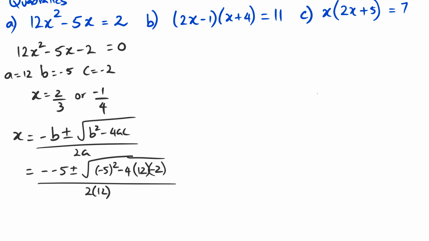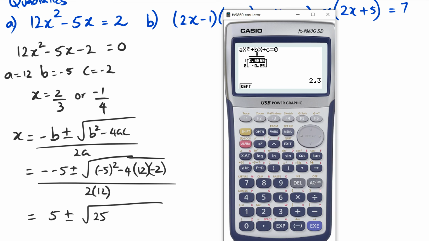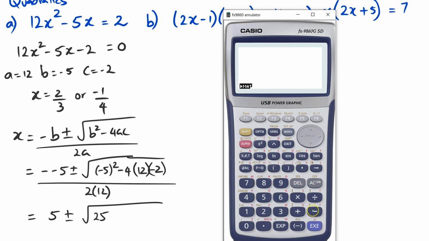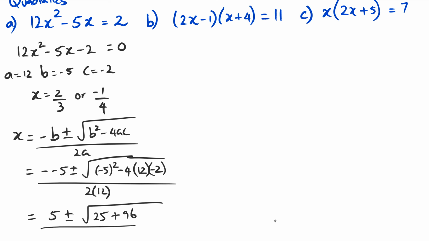Now, if you do use the quadratic formula in the exam, they generally should come up with nice answers. They shouldn't be really ugly looking answers or anything like that. It wouldn't be a long decimal number. They should be all right. So here I'm going to get 5 plus or minus the square root of 5 squared, which is 25. And then negative 4 times 12 times negative 2. Just put it in your calculator, just your normal one. So in normal mode, I've got negative 4 times 12 times negative 2, which is 96, over 2 times 12, which is 24.